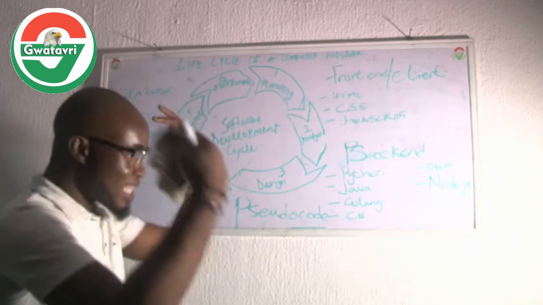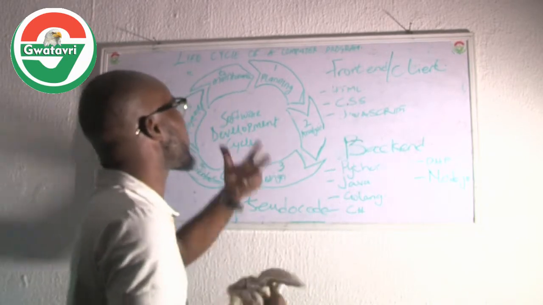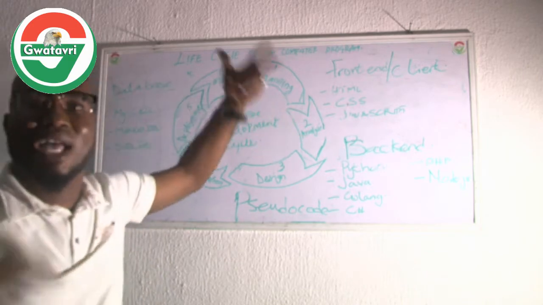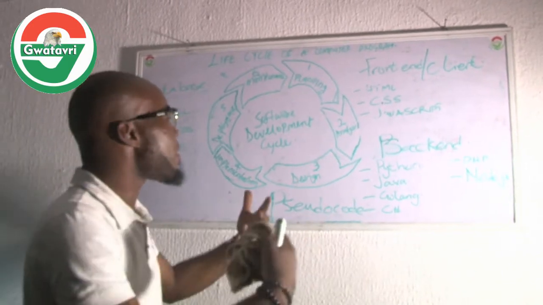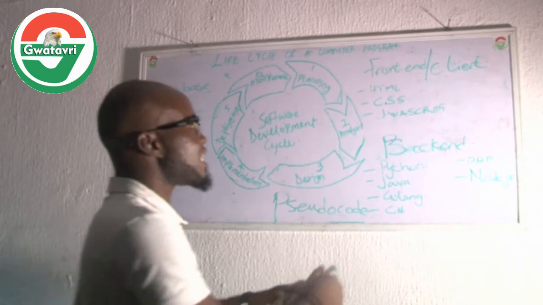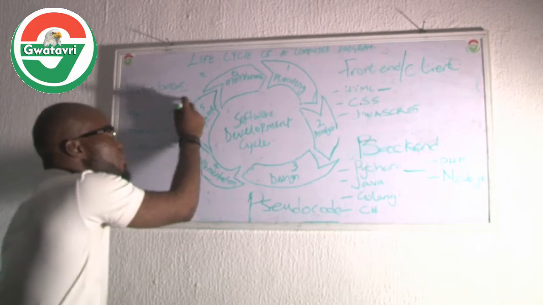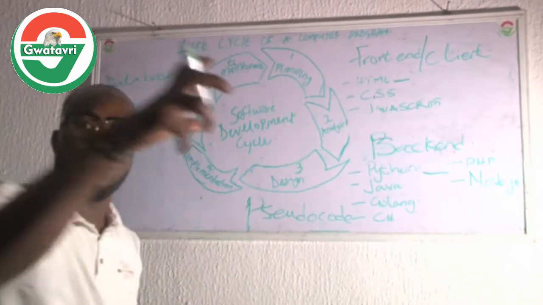Now, when it comes to your brain, like, this is a problem I want to solve, you first have to plan how to solve that problem. That will now bring you down to analysis. You analyze your problem. You analyze the solution. That will tell you, probably during your analysis, the front-end language you use, the back-end language you use, the database you are going to use. These now tell you the formulation of your scope.